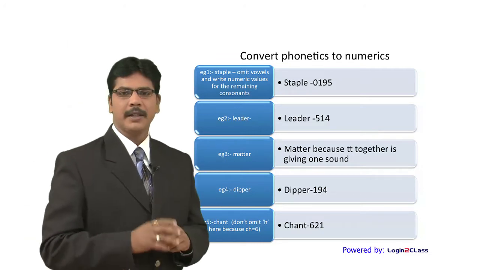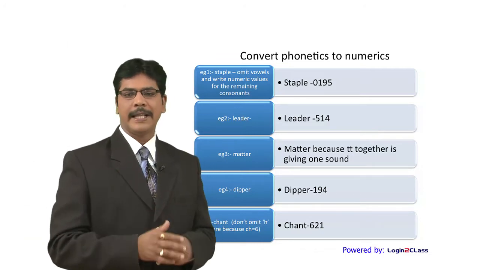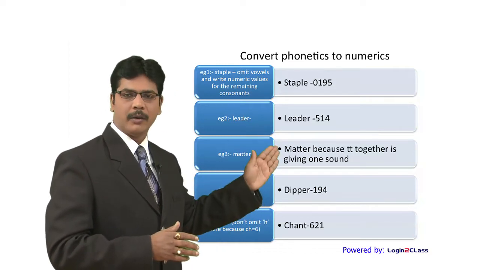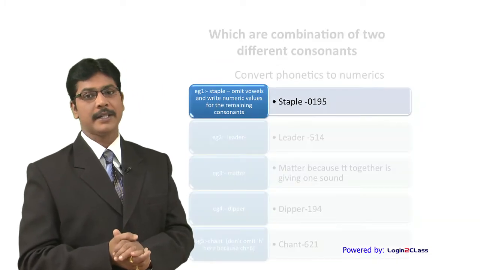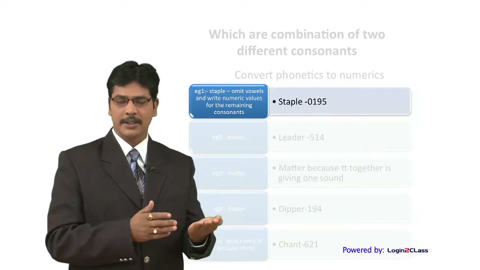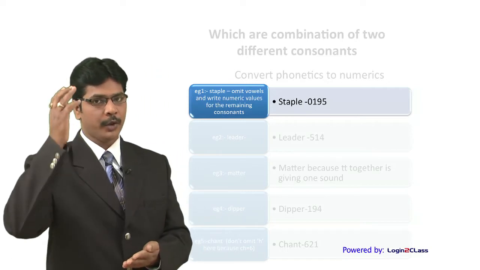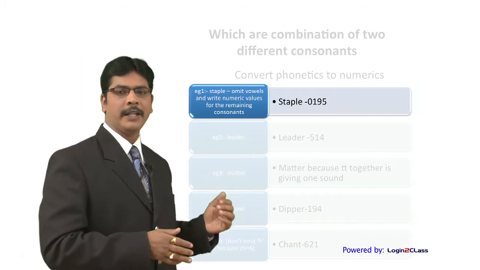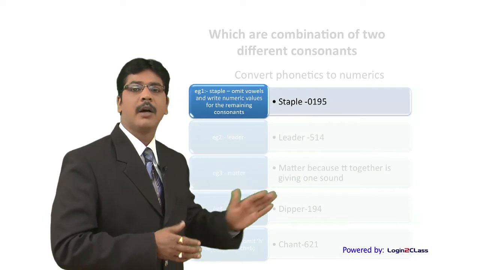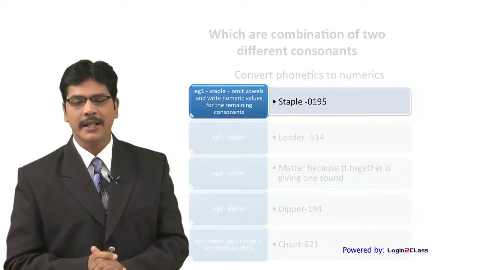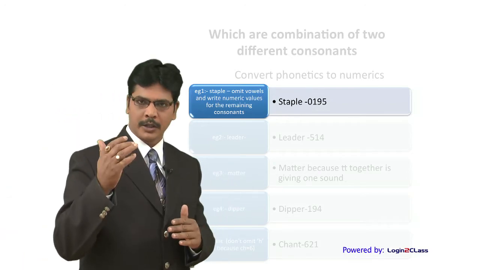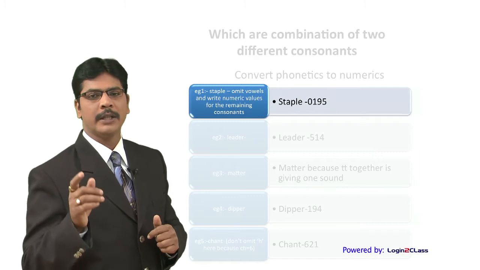Then T is 1. Then A is the vowel in this, you omitted that, okay? Then P, what is the numeric value for P? It is 9. So you have to recall from your memory only. It's not again take that list and check it from that. Let's try to recall it from your memory only. And finally, L. Anyways, E is a vowel, so you omitted that. So L, what is the numeric value for L? It is 5. So staple, when you convert it into numeric value, is 0195.